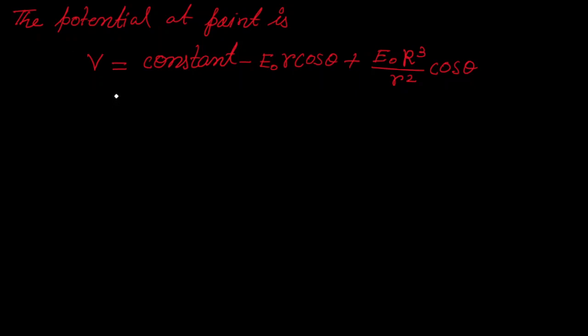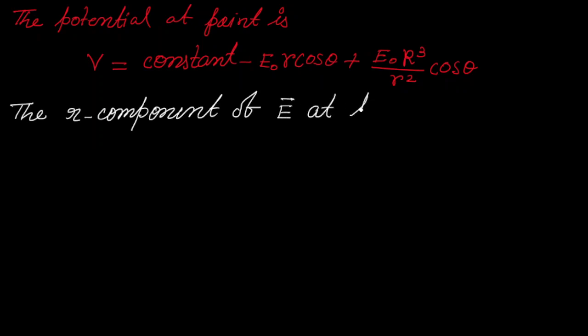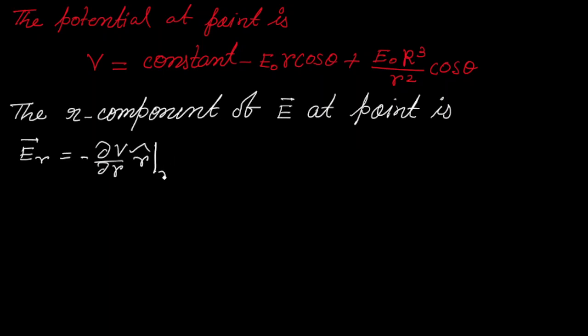Now what we'll do, we'll calculate the electric field associated with this potential at point P. But since this potential is a function of r and theta, we can calculate the r component and the theta component. But here we'll calculate only the r component. So let's find the r component of electric field at point P. E_r is equal to, we have to take the partial derivative of this potential with respect to r with a negative sign, and then we'll put r equal to small r.